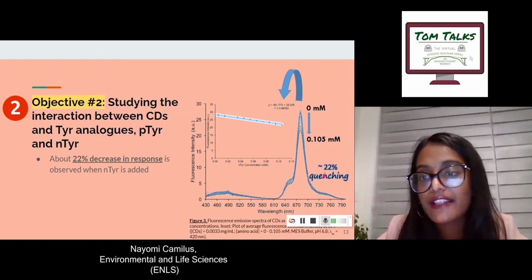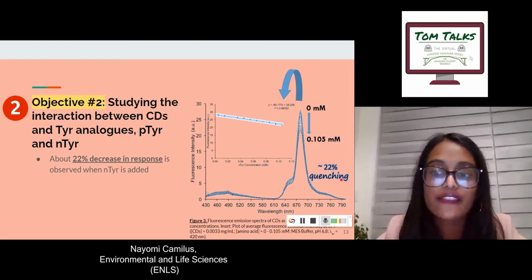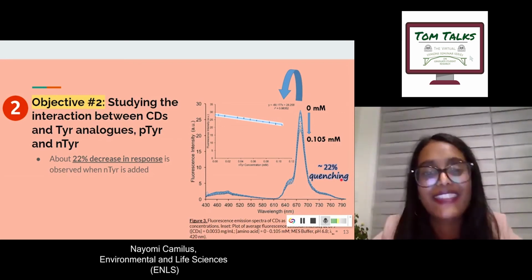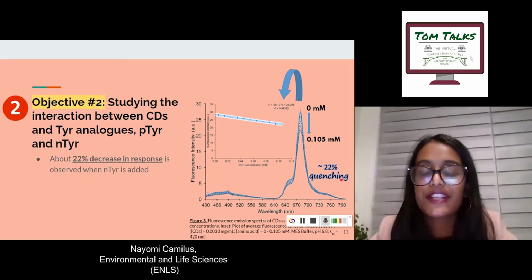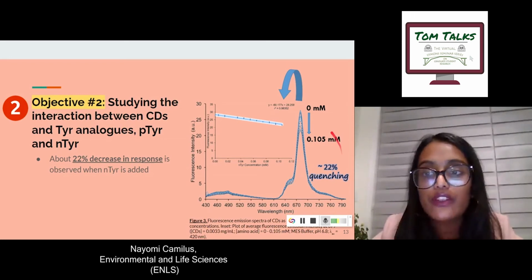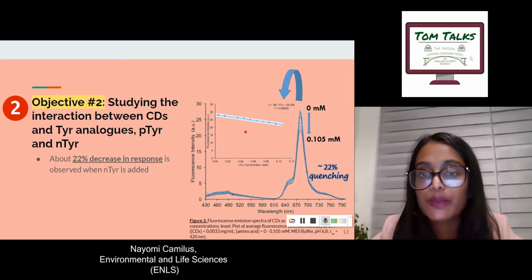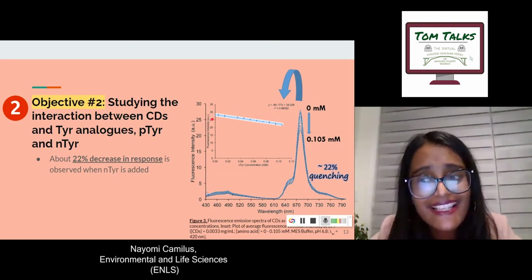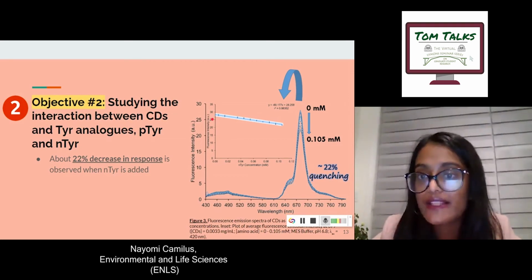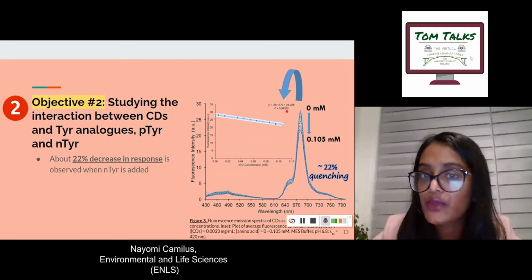And as you can see here, I have referred to this as quenching, and this quenching is basically the same thing as referring to a 20% decrease in response. So when you take this little peak here and plot it against nitrotyrosine concentration, we can see that it's actually quite linear, and we see an R-squared value which is very close to 1.